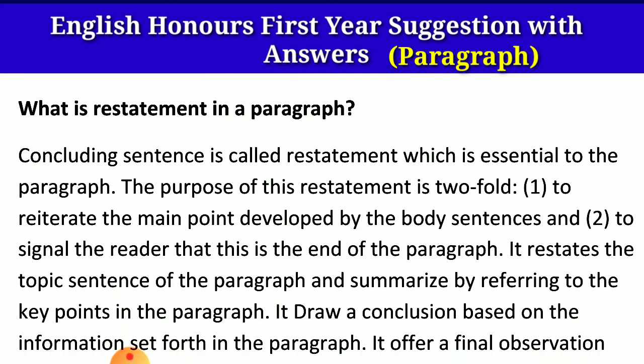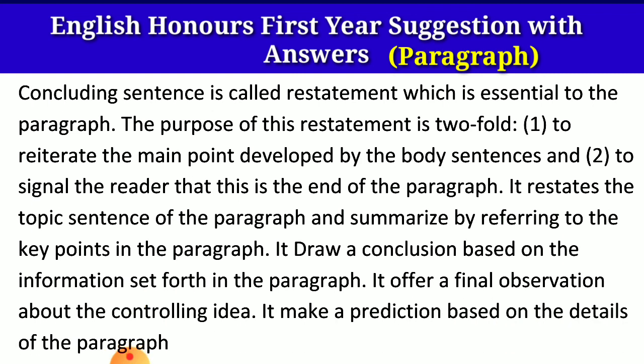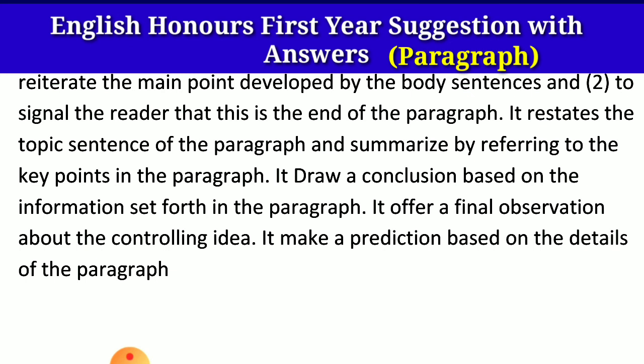What is restatement in a paragraph? The concluding sentence is called restatement, which is essential to the paragraph. The purpose of this restatement is twofold. One, to reiterate the main point developed by the body sentences, and two, to signal the reader that this is the end of the paragraph. It restates the topic sentence of the paragraph and summarizes by referring to the key points in that paragraph. It draws a conclusion based on the information set forth in the paragraph. It offers a final observation about the controlling idea. It makes a prediction based on the details of the paragraph.